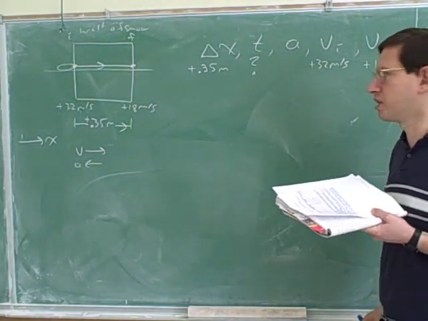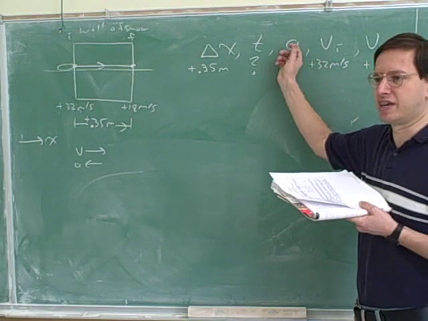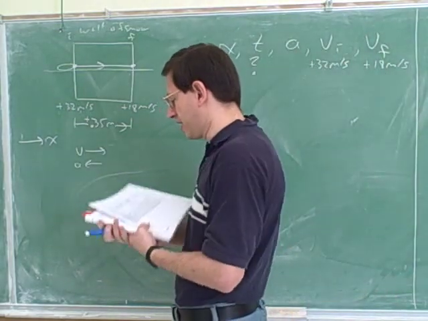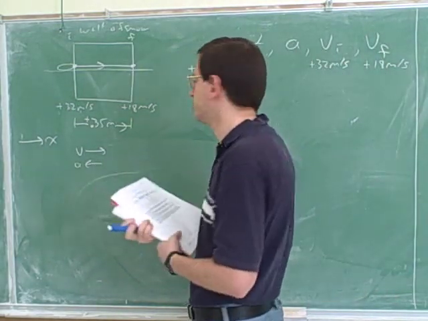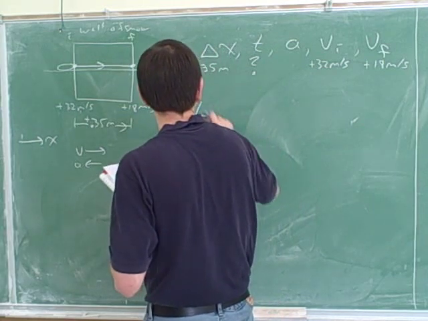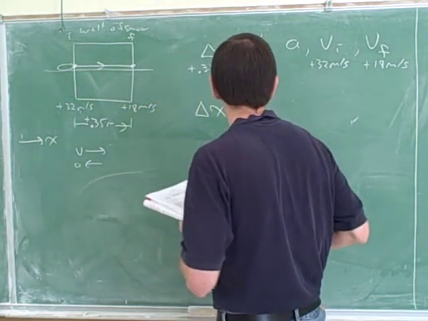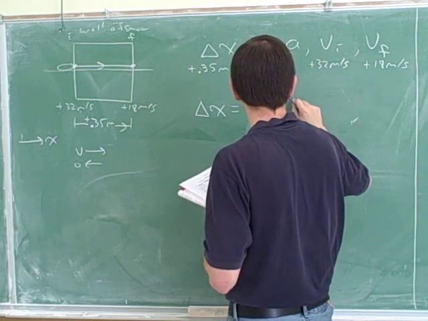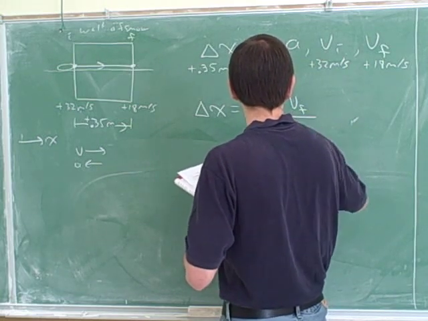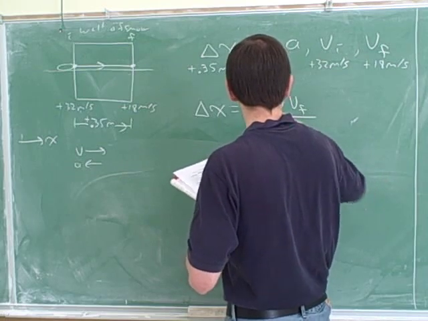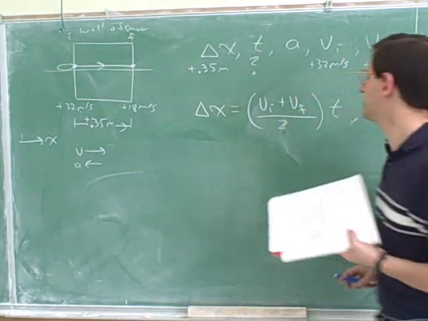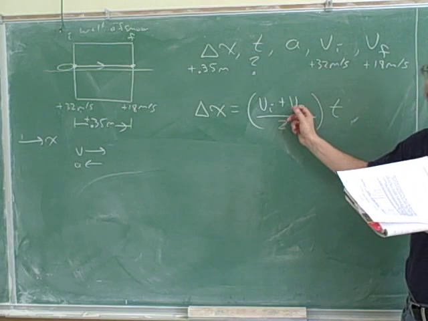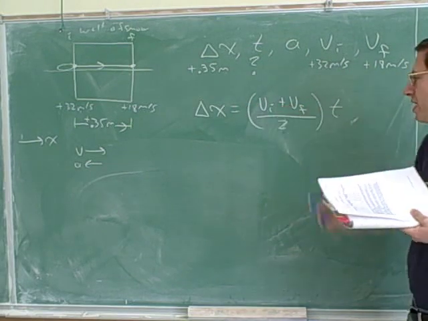It looked like you all picked out the right equation. You picked the equation that was missing the acceleration. So you can easily pick that out from the handout, just going down the column and seeing who's missing the acceleration. So we have displacement equals V initial plus V final over 2, times the time. Remember that with constant acceleration, this is just the average rate. So this is just distance equals average rate times time.